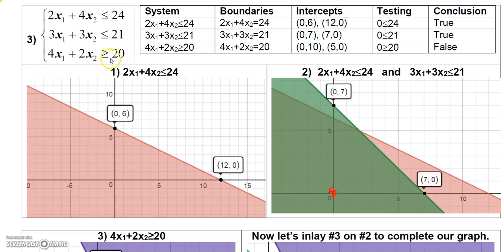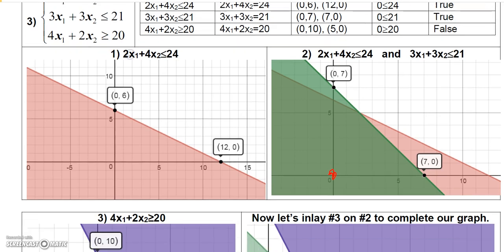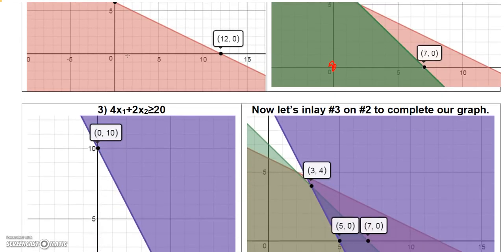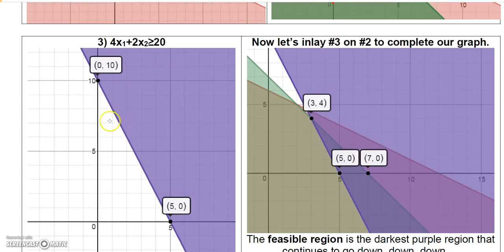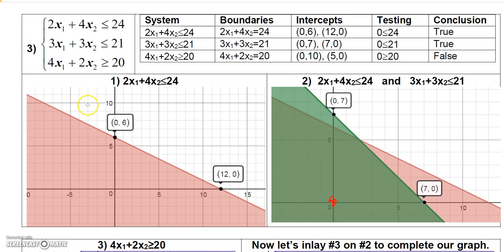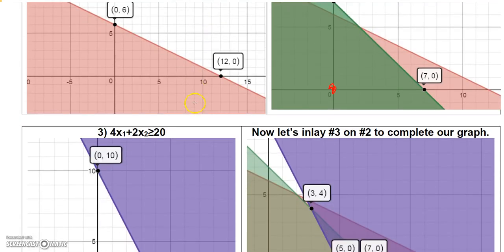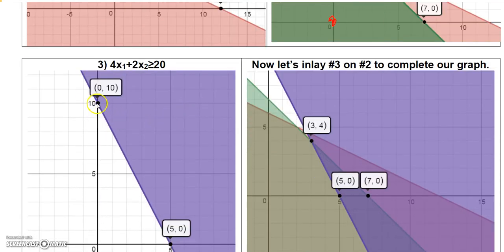Let me go ahead and show you the third one without putting it in. So here's the third one. If you look at this third one, the boundary would be 4x plus 2y, or just 4x1 plus 2x2 equals 20. That would be the boundary. So if you let x1 be 0 and solve for x2, you get 10. If you let x2 be 0 and solve for x1, you get 5. So this one goes through the points (0, 10), which is right here, and (5, 0), which is right here.